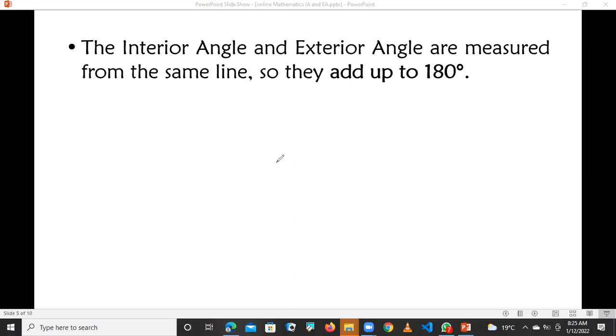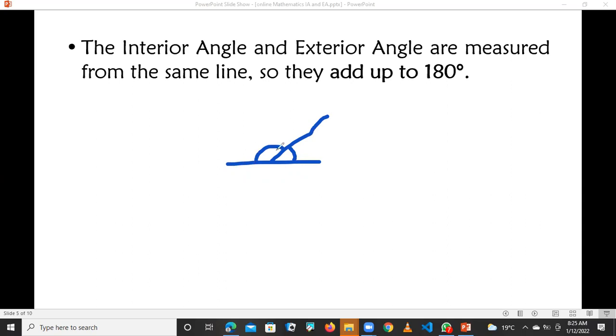So what we are saying is that if this is a line, now we are going to have another line which will go there. This one will be the interior angle and this one will be the exterior angle. So that's why we are saying that they are measured from the same line. You can measure this angle.